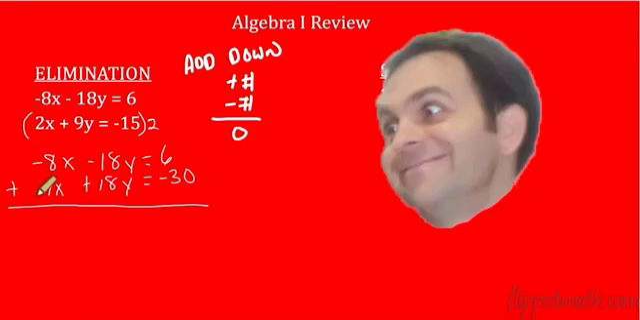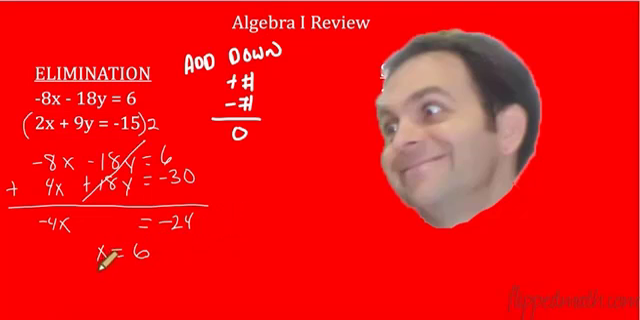Negative 8, 4, that is a negative 4x. I just combine like terms. Negative 18y and positive 18y, that is eliminated. You shall be eliminated. 6 plus negative 30 is negative 24. Divide both sides by negative 4, and we get x is 6. Very nicely done, right? Very nicely done indeed.